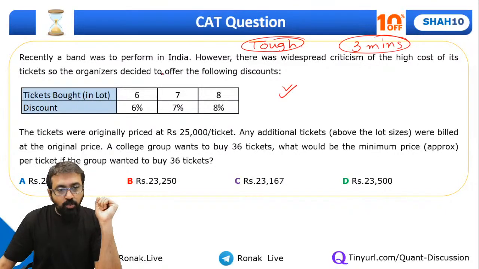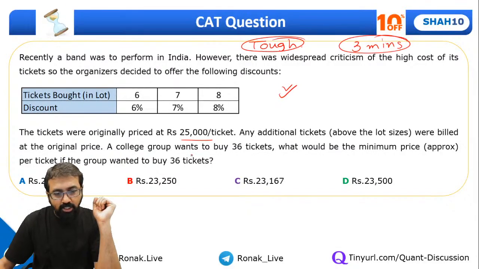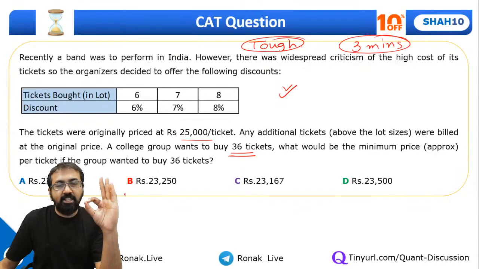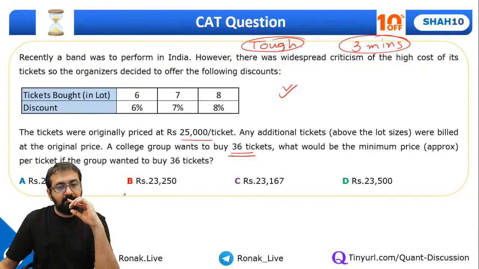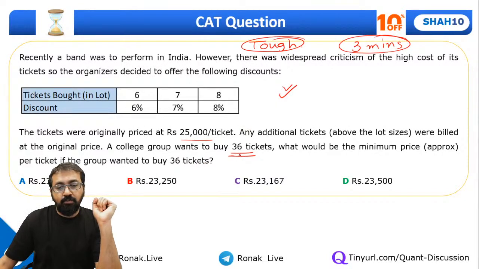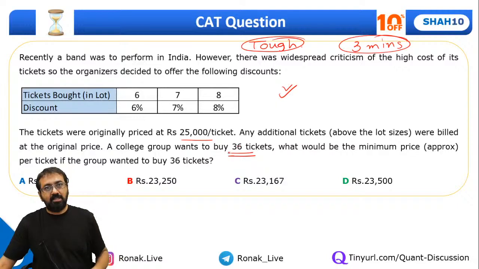Now guys, look at this question. The tickets were originally priced at this one. Any additional tickets were billed at original price. A college group wants to buy 36 tickets. Instead of 13, they have made it 36. That's it. What would be the minimum price per ticket that they'll have to pay, right? What would be the minimum price per ticket?